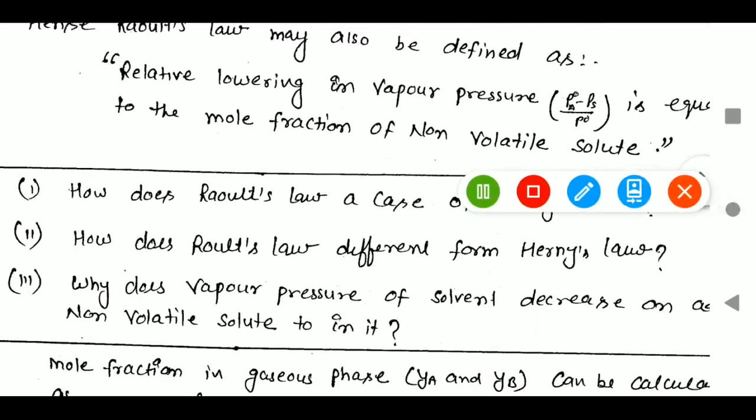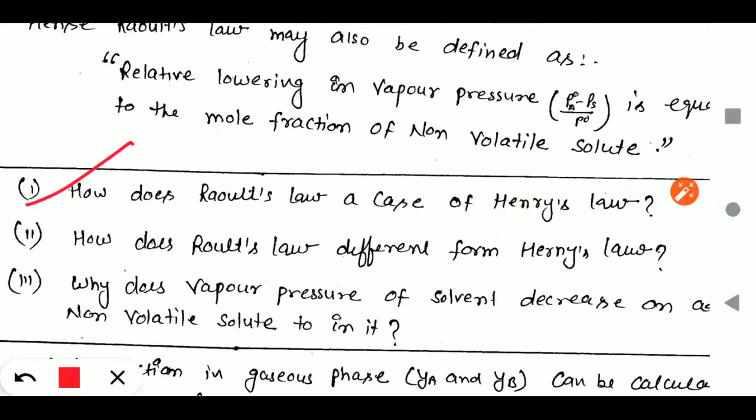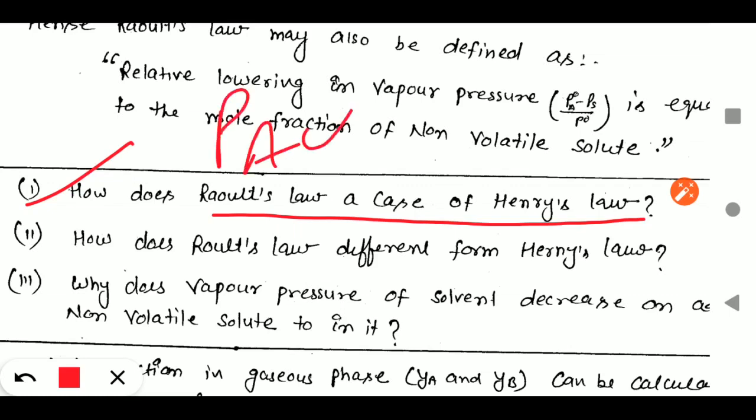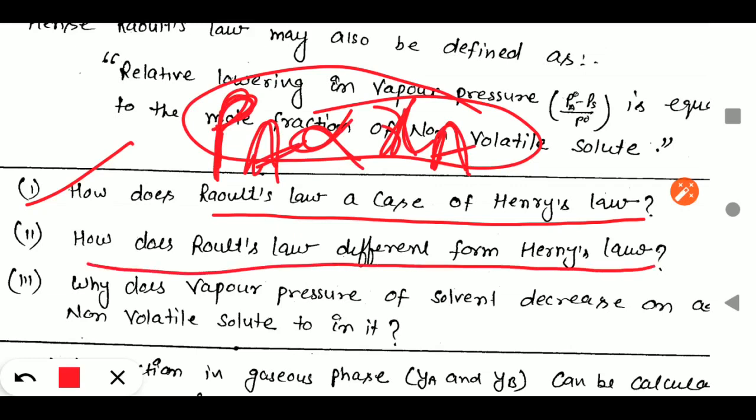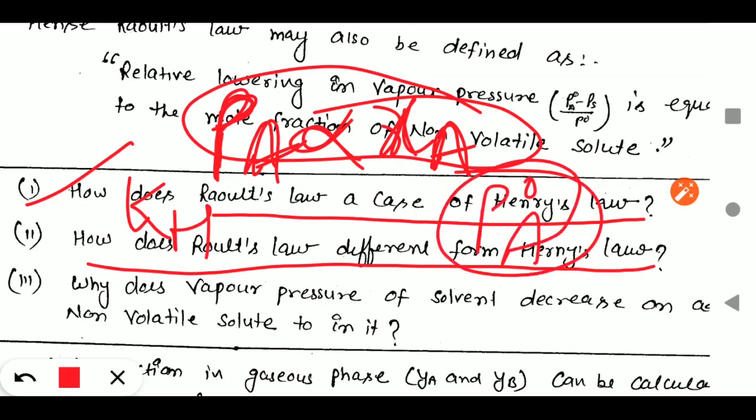Now understand three questions. First, how is Raoult's law a case of Henry's law? I told you both say that PA is equal to XA. Both say that the vapor pressure or partial pressure of a gas is directly proportional to the mole fraction of that gas or component in solution. Okay, how is Raoult's law different from Henry's law? You will see in case of Henry's law, the constant is Henry's constant, and in case of Raoult's law, the constant is the vapor pressure of pure state.